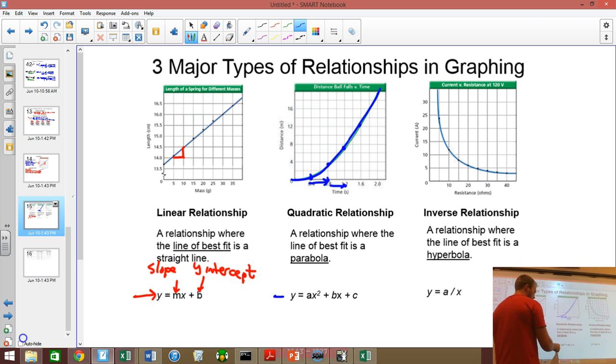And it ascribes to the equation y equals ax squared plus bx plus c. You've all seen that before, because in algebra class, you had to pass algebra to get to physics here with me. This is the general formula for the equation.